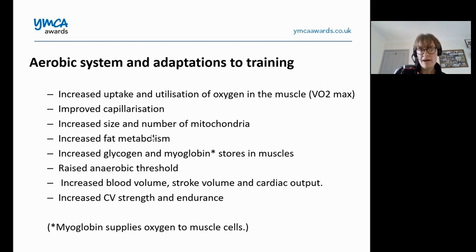So when we train our aerobic system, we're looking to improve our body's ability to take up and use oxygen. To be able to do that, our body over time increases the number of capillaries we've got, so it can carry more blood, so it can carry more oxygen to our tissues. We produce more mitochondria. We're able to metabolize our fat more efficiently because that produces a lot of ATP. We get more glycogen and myoglobin stores actually within our muscles themselves.